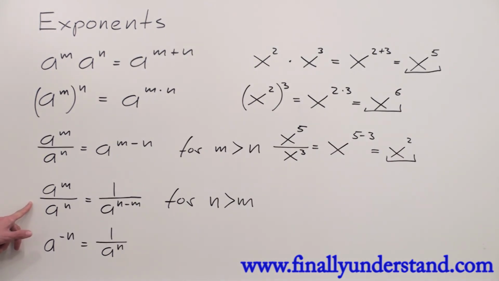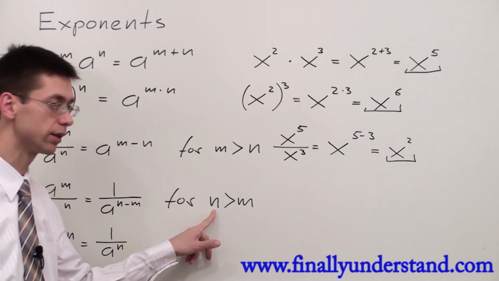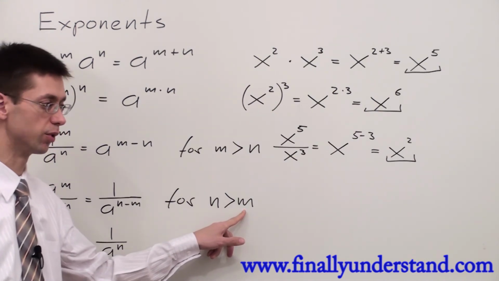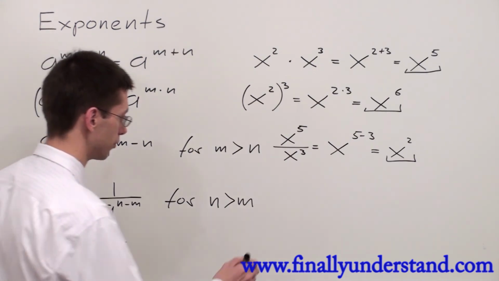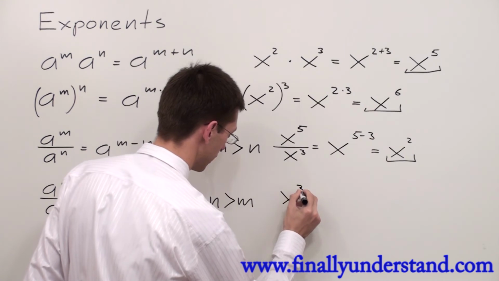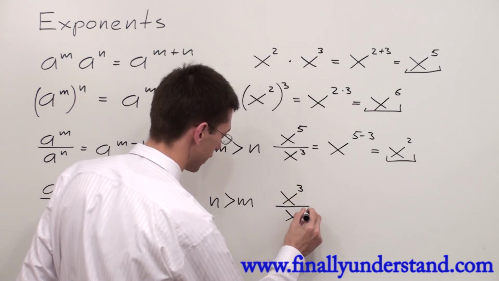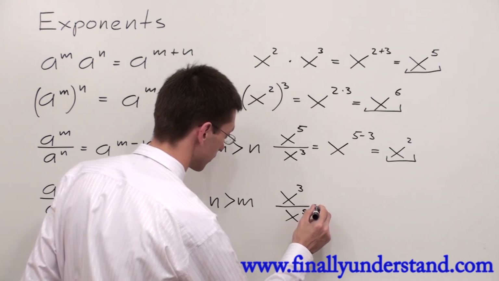Another condition is when we have exponent in the denominator greater than the exponent in the numerator. So for example, I have x to the third power in the numerator and we have x to the fifth power in the denominator.